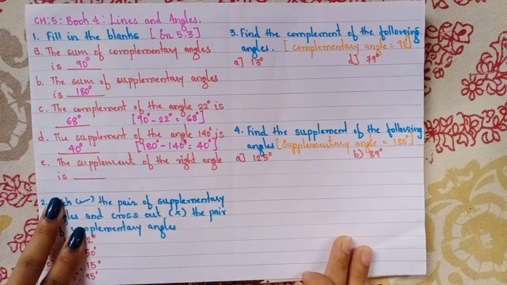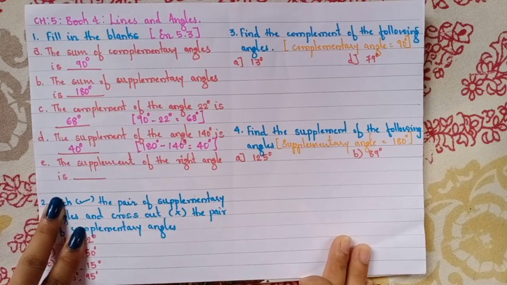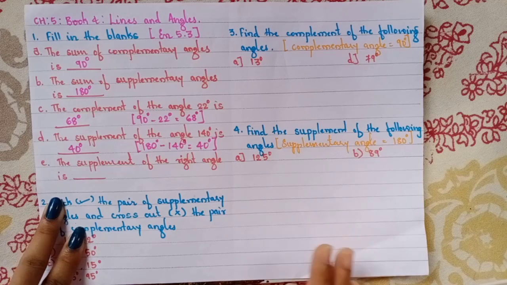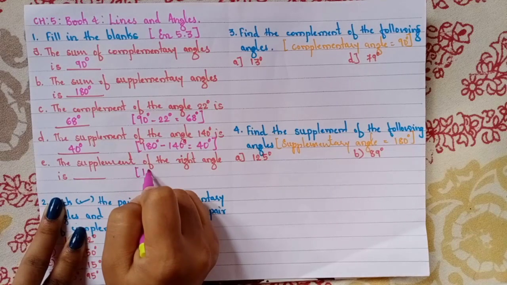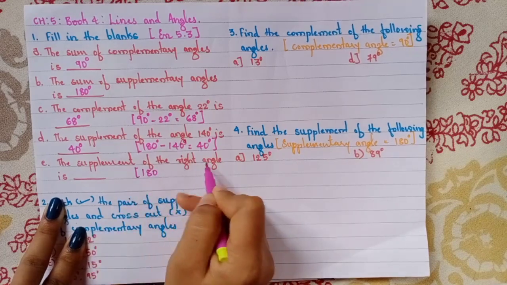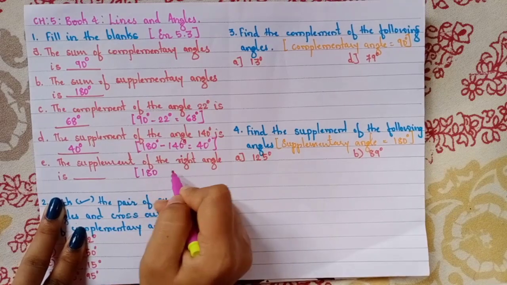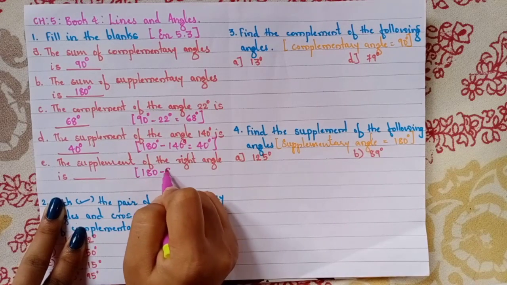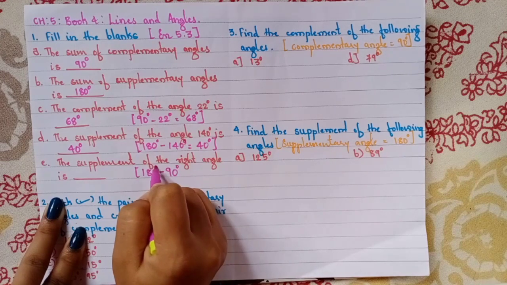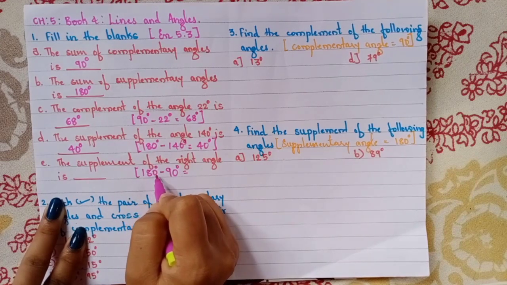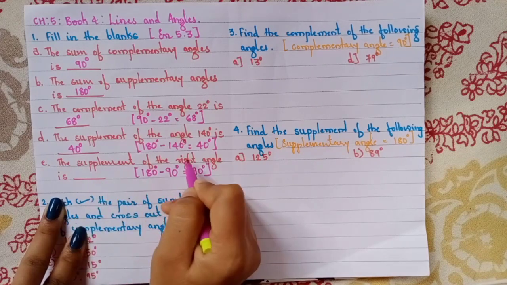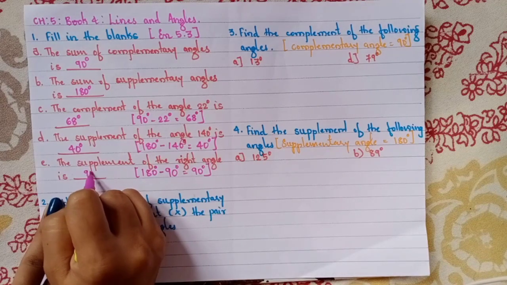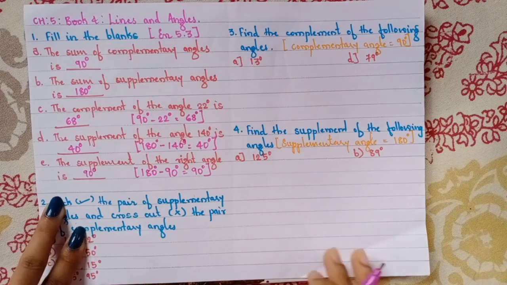Now the last blank we have: the supplement of the right angle is, yes, what does supplement mean? The 180 degrees, and the supplement of a right angle means we have to subtract 90 degrees from it. So when we subtract 90 degrees, we get 90 degrees. Therefore, the supplement of a right angle is a right angle only, or you can say 90 degrees.